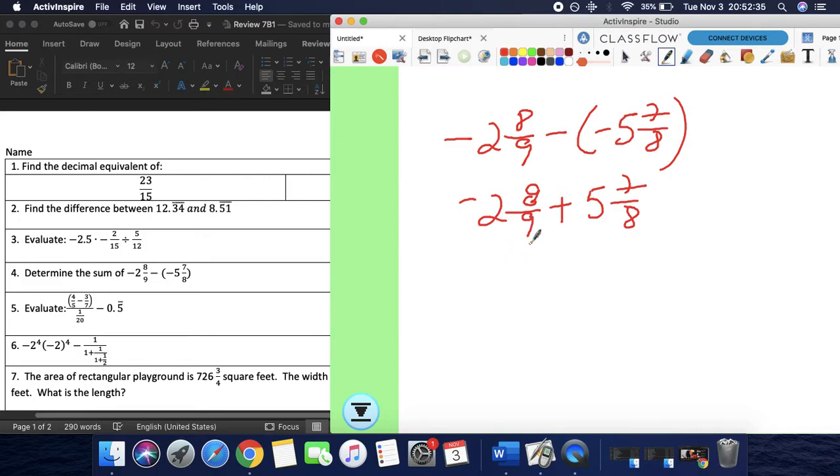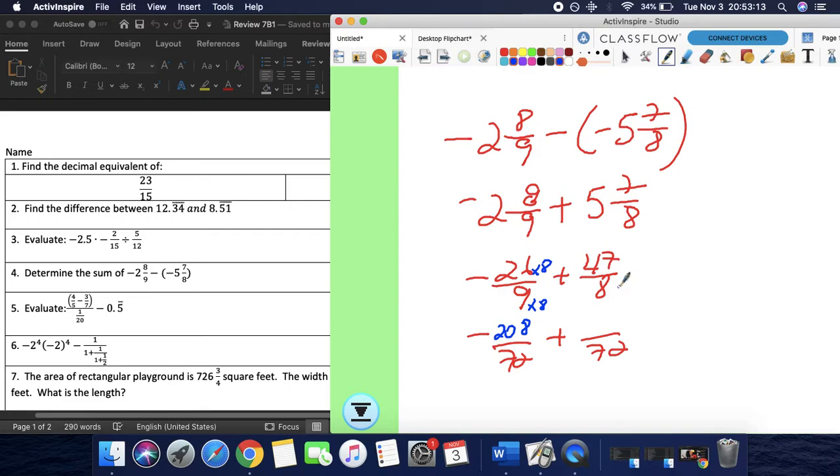So let me change this to an improper fraction. 9 times 2 is 18. 18 and 8 is 26 over 9. Plus 8 times 5 is 40, 47 over 8. Right, now I can find the LCM, which is 72, I think, yeah, 72. So we're going to change both fractions to its equivalent form with a denominator of 72. So how did this 9 become a 72? We multiplied this by 8. So if I multiply the bottom by 8, I got to multiply the top by 8. And I get negative 208.